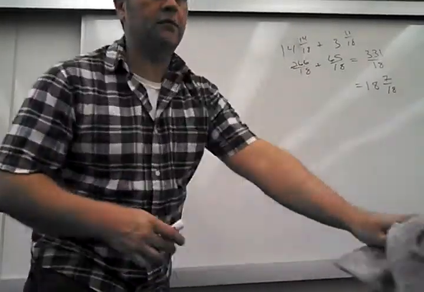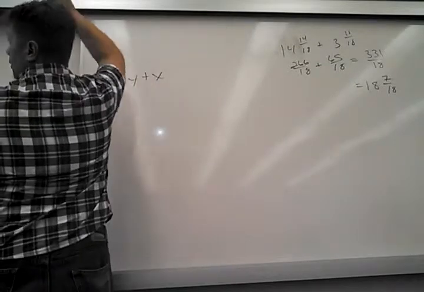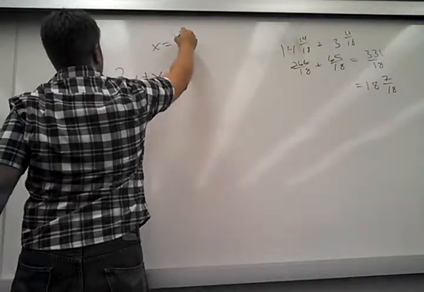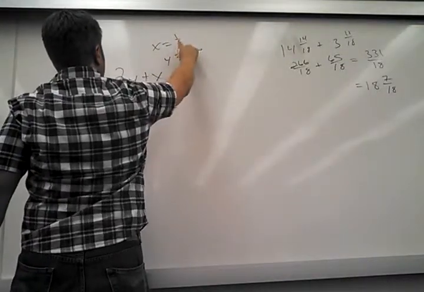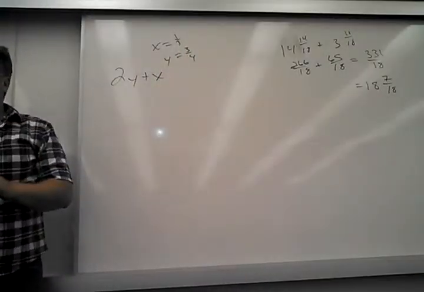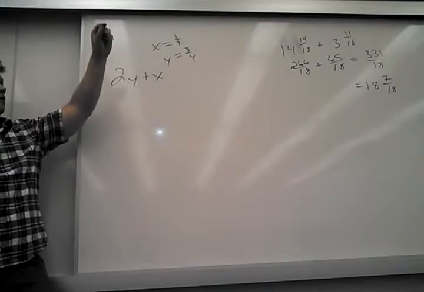So this is a good example of the process doesn't care about what numbers you're using. They give you 2y plus x, and they tell you at the beginning x is 1/3, y is 3/4. So I know how this process works. I just plug them in.